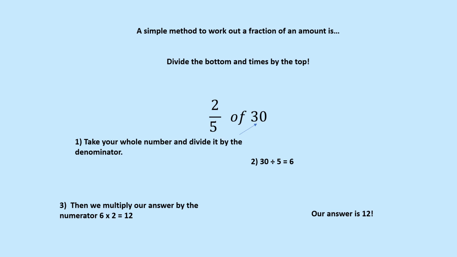I'm after 2/5. So I need to take my answer for my 1/5, which is 6, and multiply it by my numerator, which is 2. 6 times 2 is 12. So our answer for 2/5 of 30 is 12.